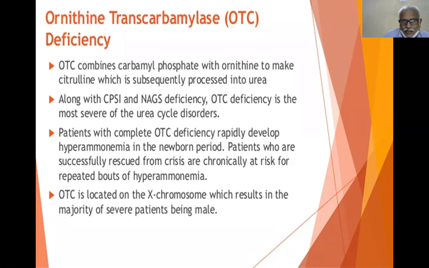Along with CPS1 and NAGS deficiency, OTC deficiency is the most severe of the urea cycle disorders.